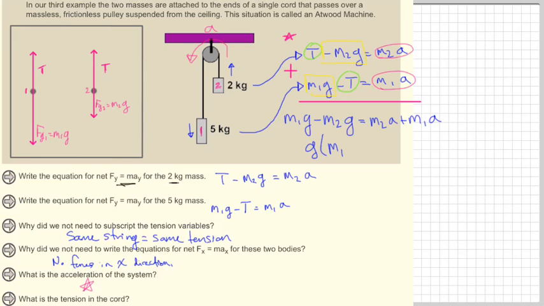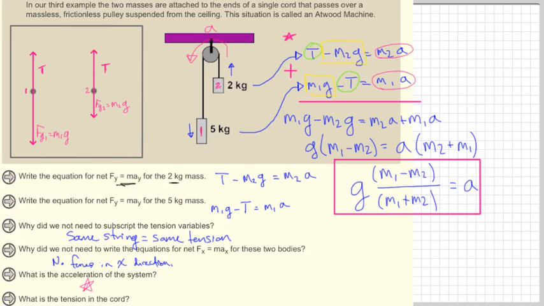I'm about to factor out g on the left side and a on the right side, because both these objects are connected by a perfectly unstretchable string that has no mass, and they're going to have the same acceleration because of that. So I factor out g and I factor out a. I'm solving for the acceleration of the system, which simply means the acceleration of both those blocks together. And there it is. I can check my units.